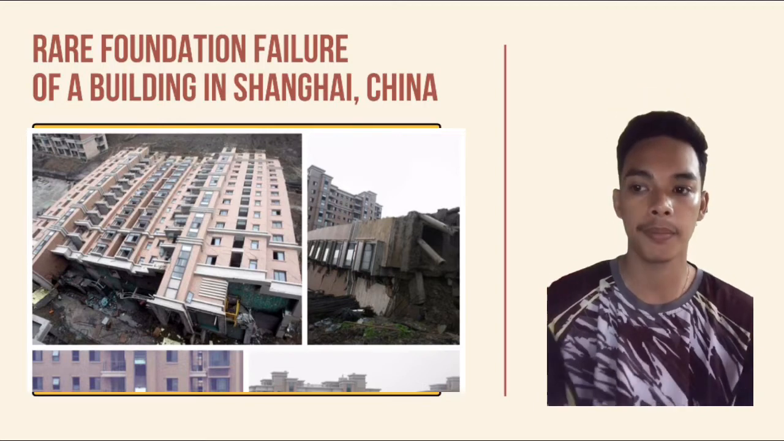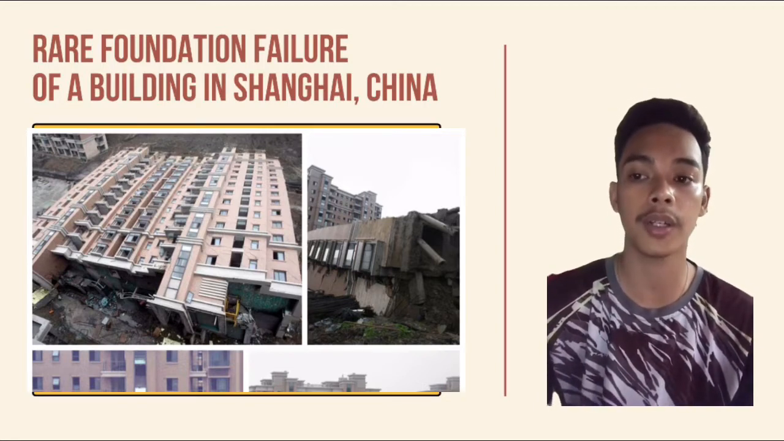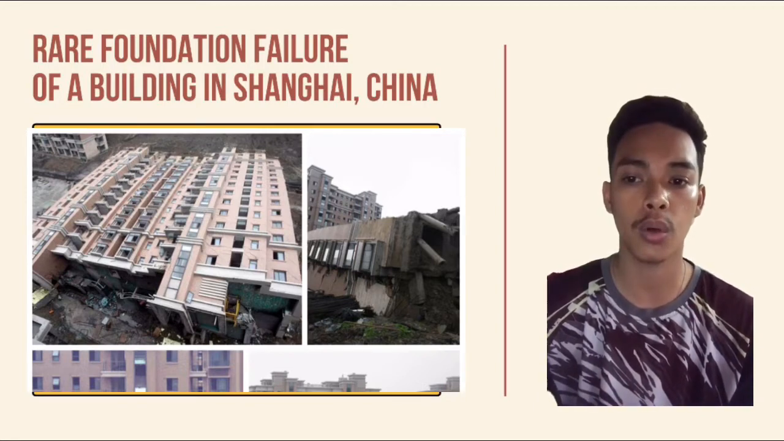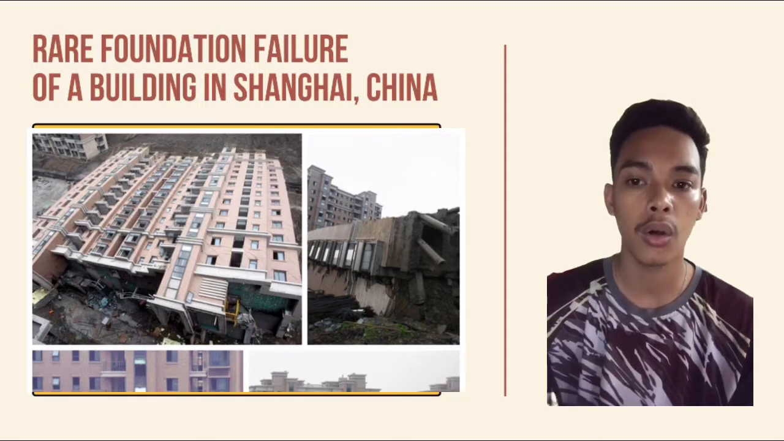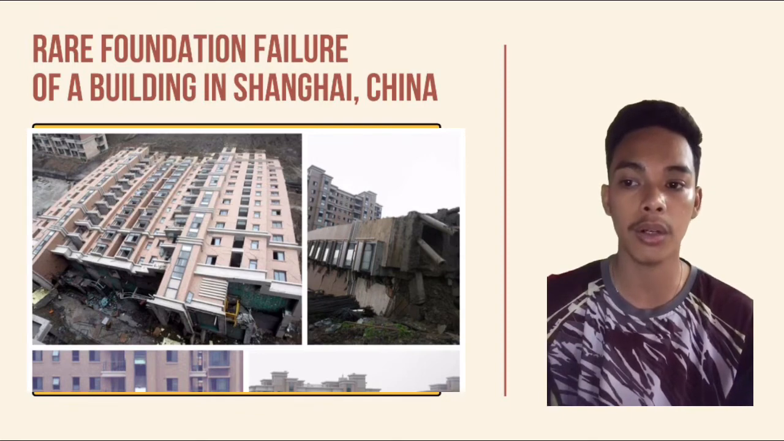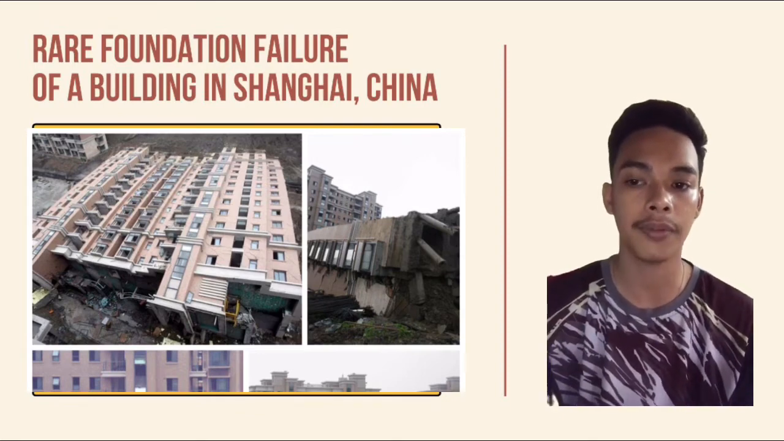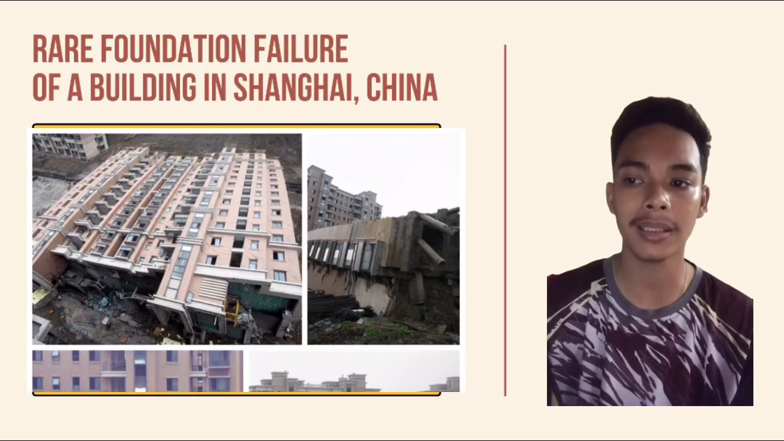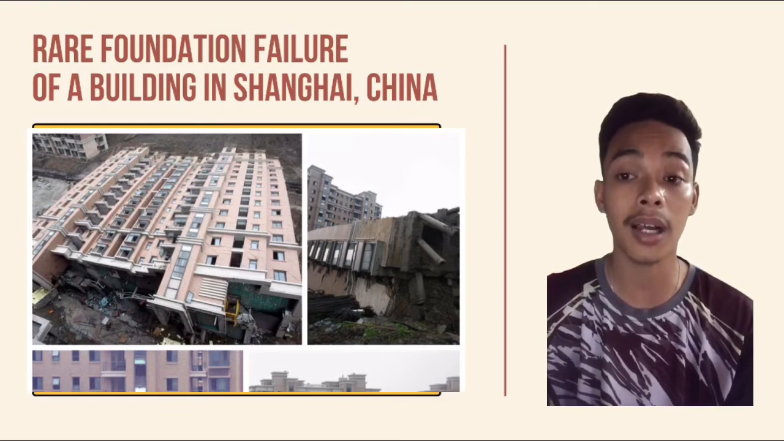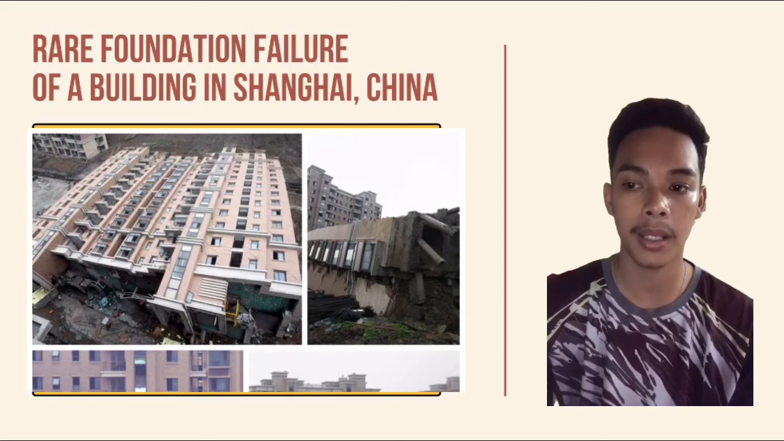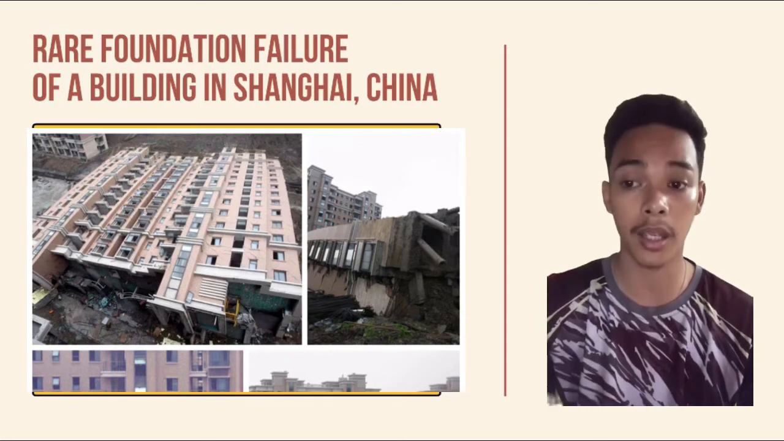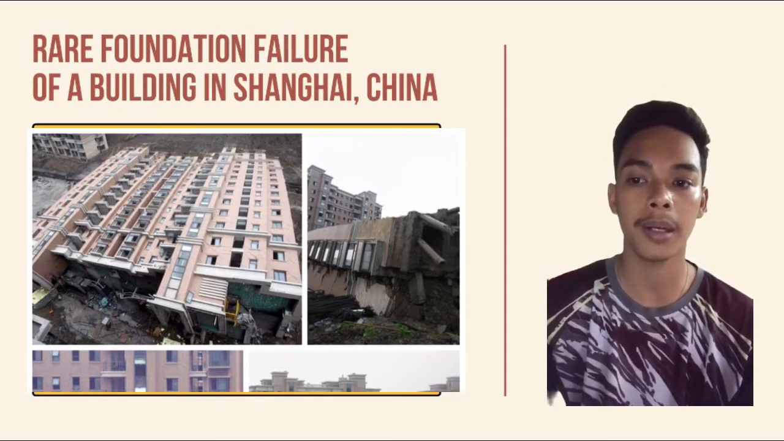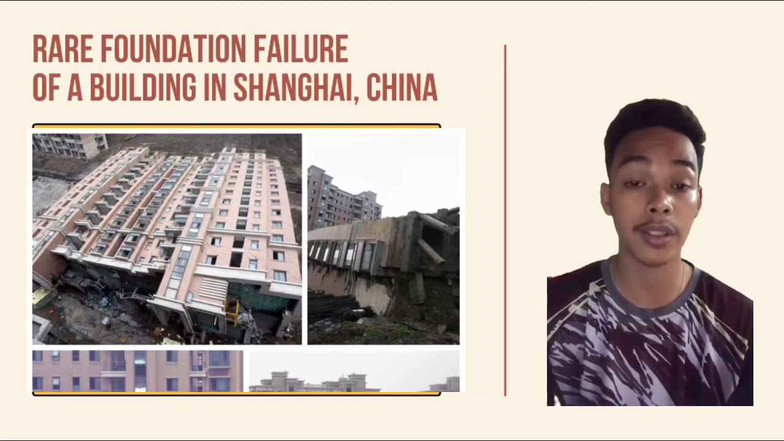Move to the summary. The rare foundation failure and collapse of the building in China was caused by excavated earth on one side and piled up earth and water table on the other side, exerting differential pressure on the piles. When the pile's capacity was exceeded, the piles failed and the building toppled en masse, resulting in a rare foundation failure.